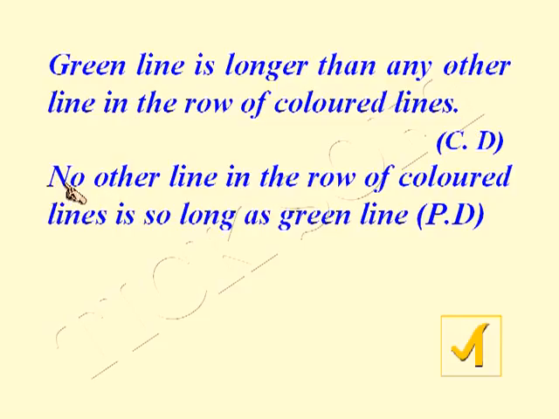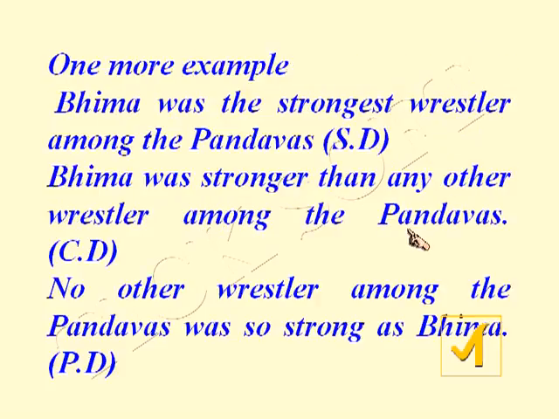Coming to positive degree, no other line in the row of colored lines is so long as green line. Why so long as? No other line is negative. So we make use of so long as. So no other line, again singular, in the row of colored lines is so long as green line. So this is how we can convert one degree of comparison into another degree of comparison.